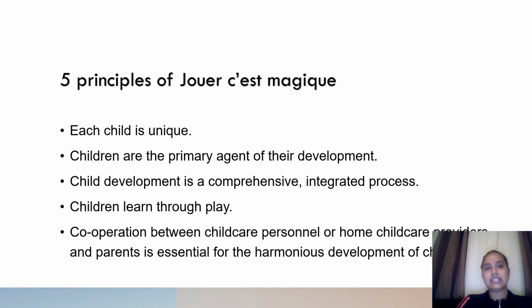There are the five principles of Josy Magic. The first one is that each child is unique, because each child has their own pace, own interest, own capabilities. Children are the primary agents of their development. Children mostly learn by their own rather than others. Children's development is a comprehensive, integrated process, and children learn through play. And the cooperation between childcare personnel, home childcare providers, and parents is essential for the overall development of the children.